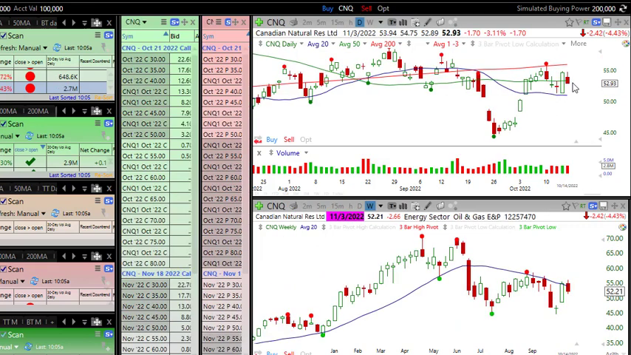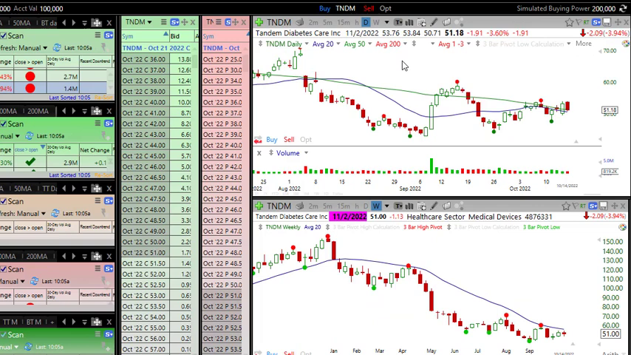Don't like this one, CNQ. It is a 1, 2, 3, but look to the left. I got the 200, I got resistance, and I got resistance over here. Zero interest. TNDM.